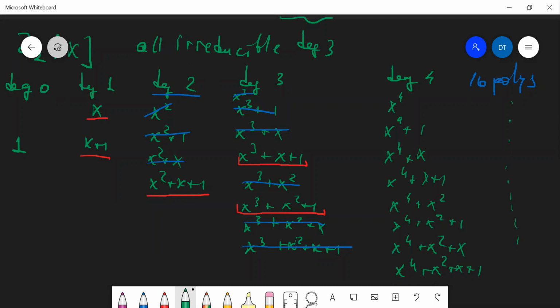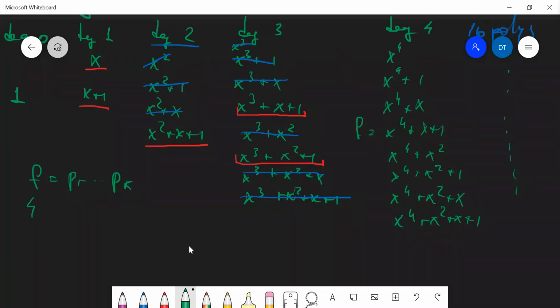Okay, so now how do you check if a polynomial is reducible or not? Let's say I take this polynomial f. If this polynomial f is reducible, then you can decompose it into the product of irreducible ones. So it must be a product of irreducible ones. But what are the options here? Your polynomial f has degree 4, so the sum of degrees of these polynomials must be 4. So what are the options?